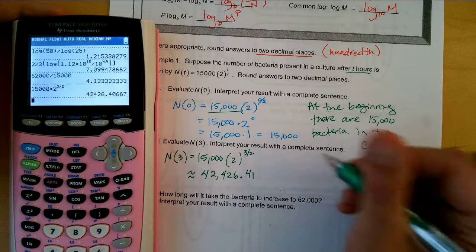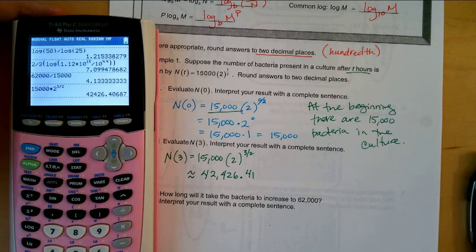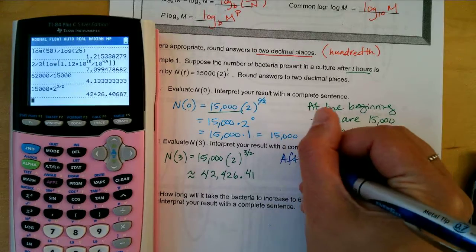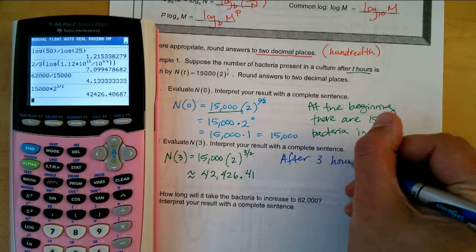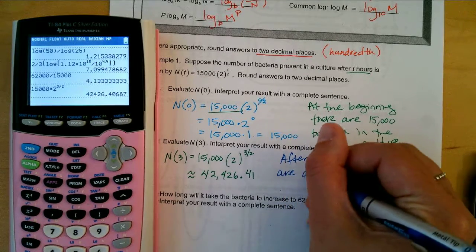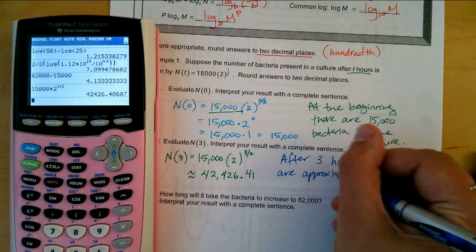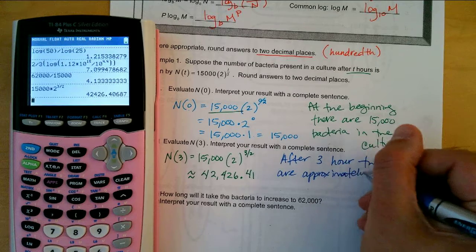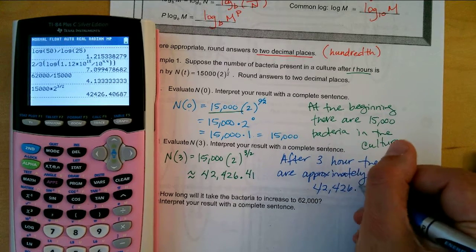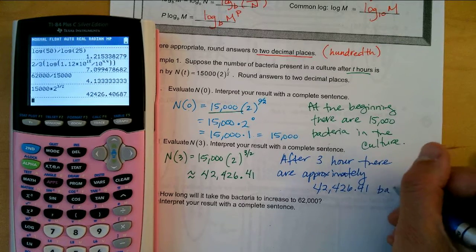Okay, so who can give me a sentence answer then? Come up with a sentence answer. What does the 3 mean? What does the 42,000 mean? There are approximately 42,426.41 bacteria.